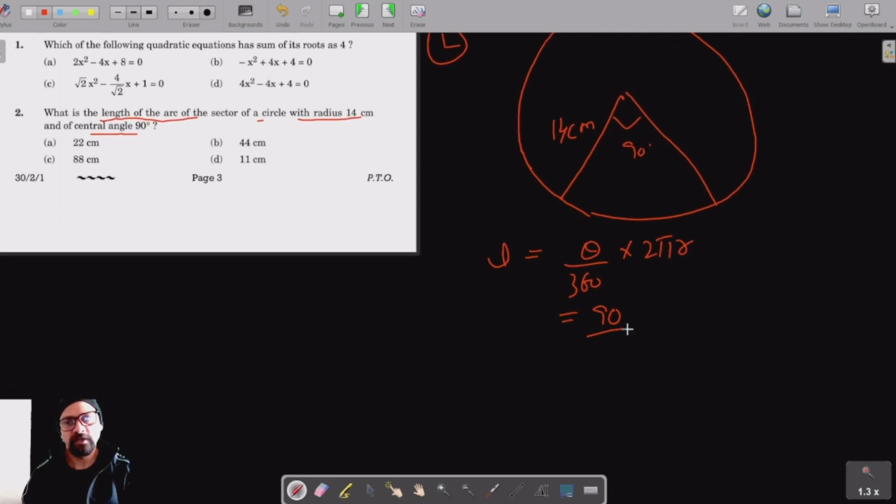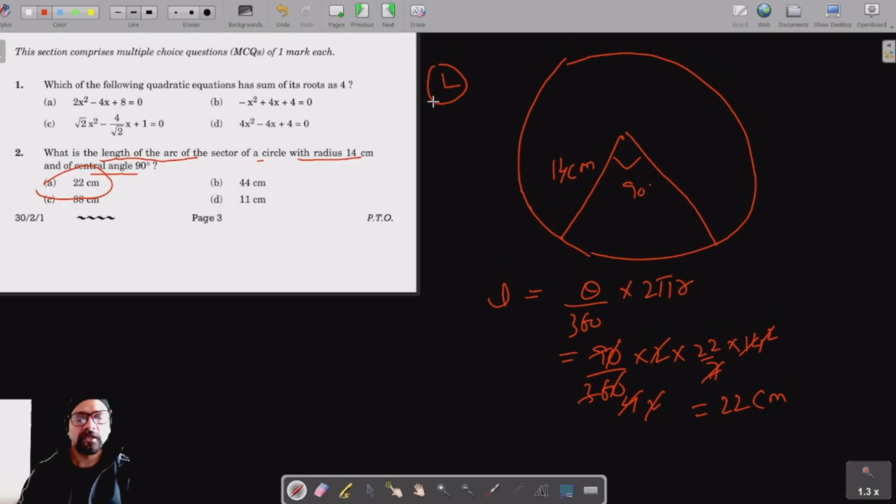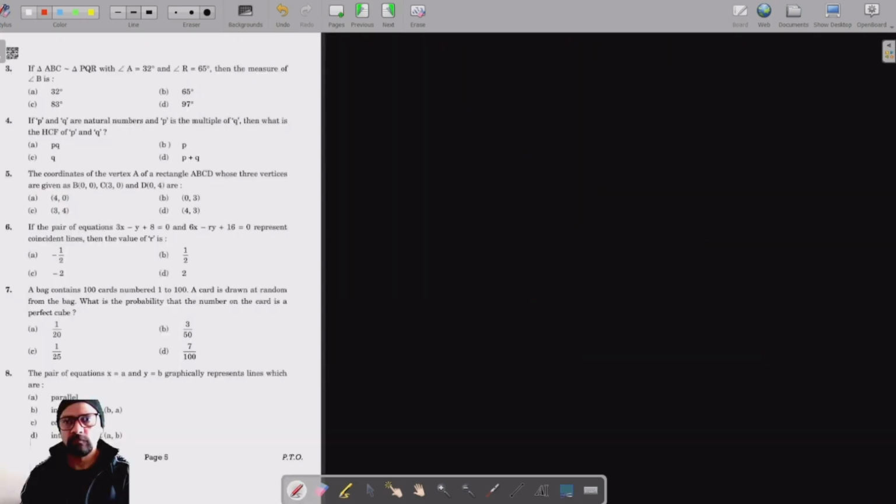So theta here is 90 by 360, 2 into pi is 22 by 7, and the radius is 14. Seven twos are 14, 9 fours are 36, the 2 and 2 get cancelled. This is 22 centimeter. So the answer for this is 22 centimeter. Let's move on to the next question.